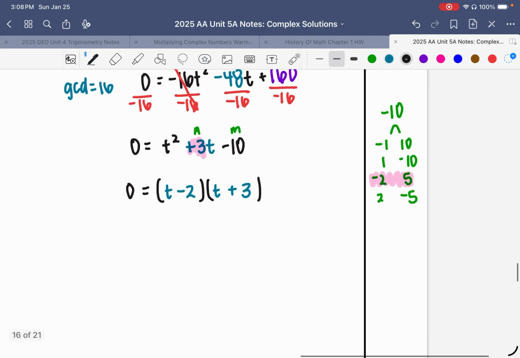And then to solve this by factoring, I'm going to set each of those factors equal to 0 and solve for t. And I know this isn't the way that y'all probably have factored, but this is just my shorter version rather than doing the area model.